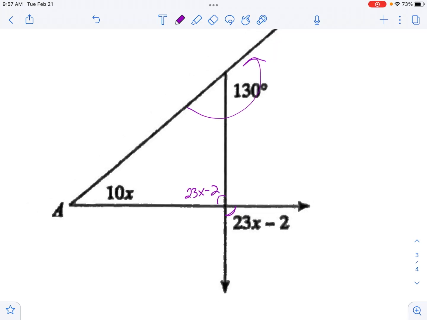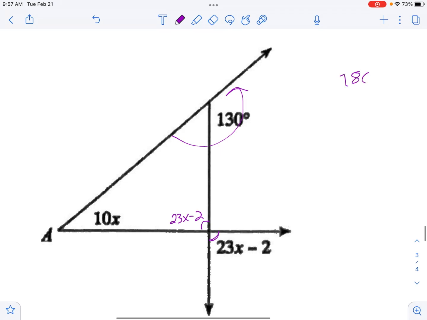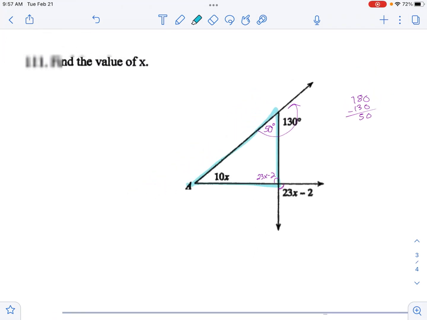These two angles are supplementary, so they must add up to 180. So 180 minus 130 would leave us with a 50-degree angle right here. So now, I forgot my 0 for 50. So now all of my angles in this triangle should add up to 180.